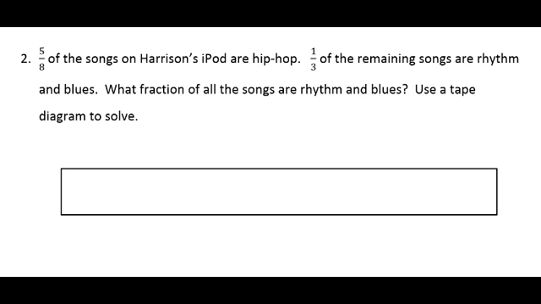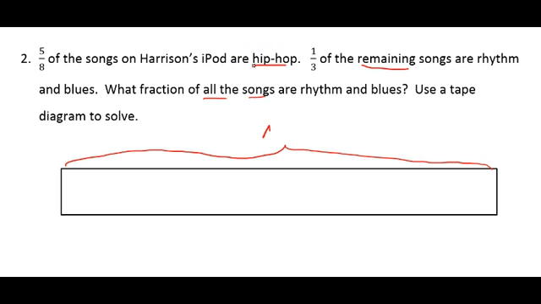In the next section, we're going to use tape diagrams to help solve the word problems. The first question says, 5/8 of the songs on Harrison's iPod are hip-hop. 1/3 of the remaining songs are rhythm and blues. What fraction of all the songs are rhythm and blues? And we'll use the tape diagram. Well, the tape itself is going to represent the whole, and that is all songs. So these are all the songs on Harrison's iPod.